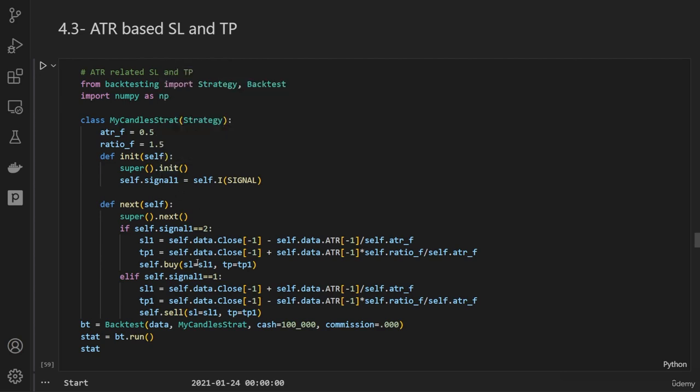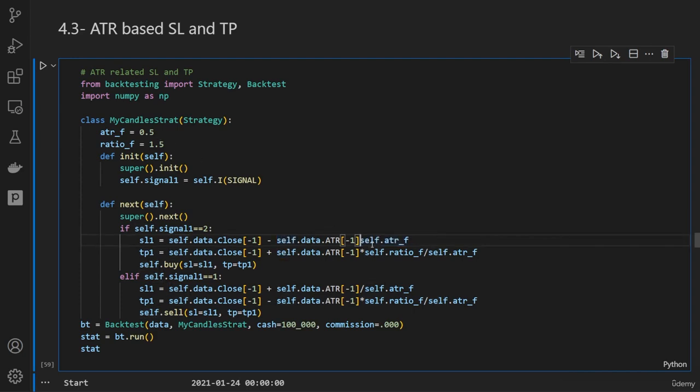And how to do this? So instead of using random numbers or magic numbers, we're going to define the stop loss based on the ATR value. So it's equal to the closing price minus the ATR. So we're not using the ATR as is, we're using a fraction of the ATR, or multiplied by a factor. There are different ways of doing this.